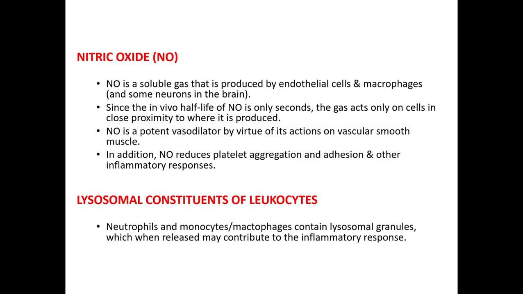Nitric oxide is a soluble gas that is produced by endothelial cells, macrophages, and some neurons in the brain. Since the in vivo half-life of nitric oxide is only seconds, the gas acts only on cells in close proximity to where it is produced. It is a potent vasodilator by virtue of its action on the vascular smooth muscle. In addition, it reduces platelet aggregation and adhesion and other inflammatory responses.